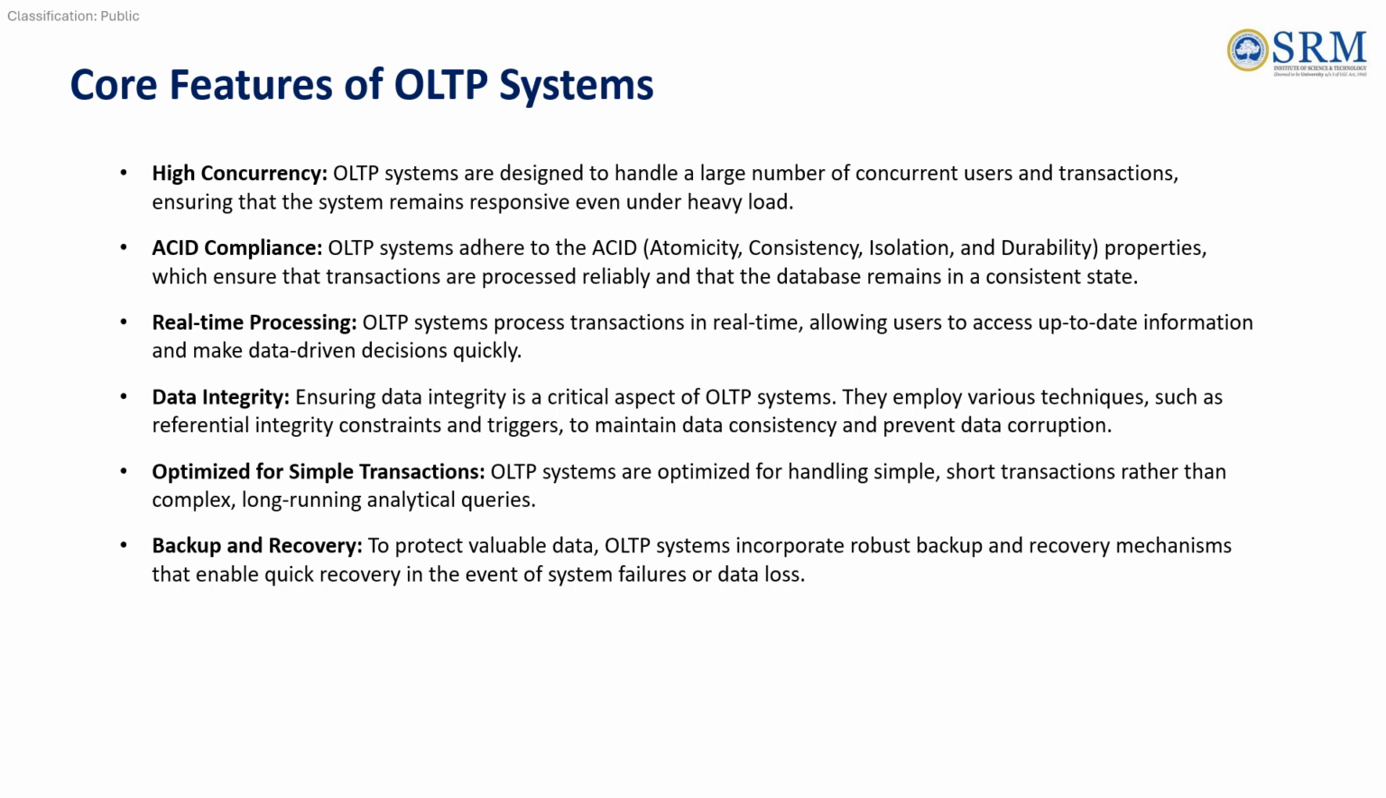OLTP systems also support real-time processing. Transactions are processed immediately so users can access updated information without delay. Data integrity is another critical requirement. The system uses mechanisms such as constraints, validation rules, and triggers to maintain accurate and consistent data while preventing corruption. These systems are mainly optimized for simple and short transactions rather than long analytical operations. Their goal is fast execution and quick response time.